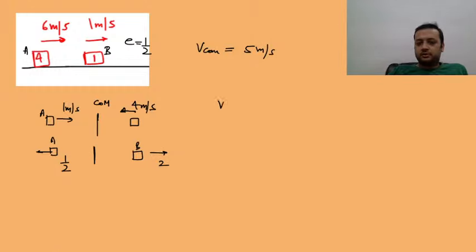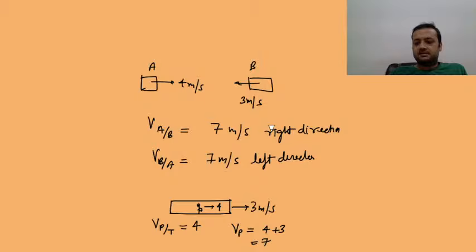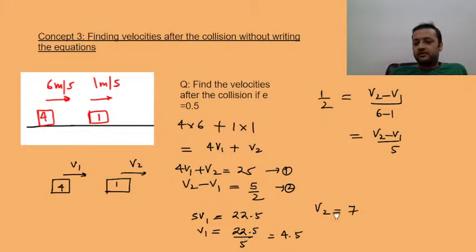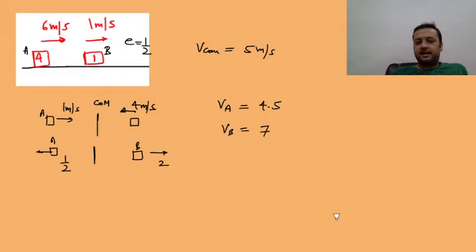So what will be the velocity of A in the ground frame after the collision? Plus 5 minus half, that means 4.5. And what is the velocity of B? Plus 5 plus 2, that means 7. If you can see, we had exactly found the same answer, 4.5 and 7. So I have not written any equation, just done simple plus minus, and we have found the answer. I hope guys you would have understood.